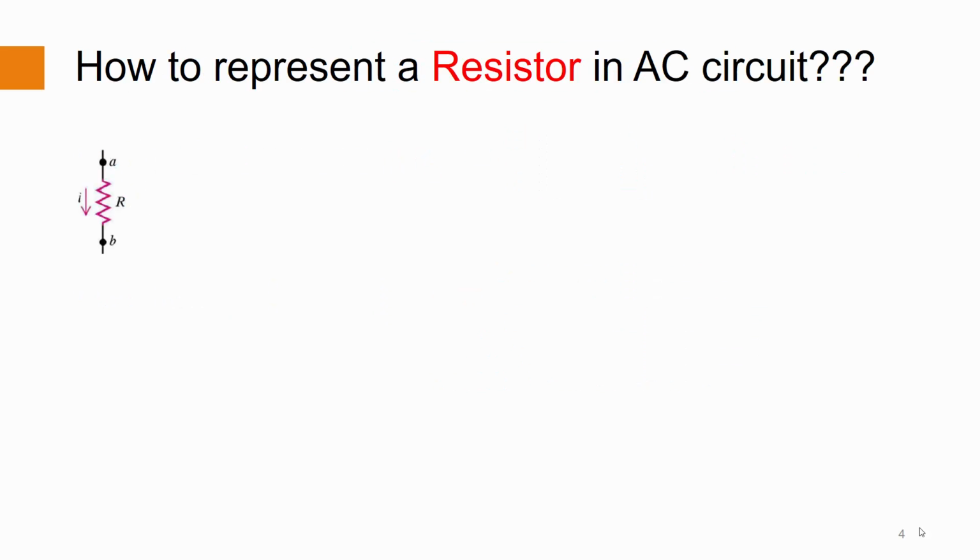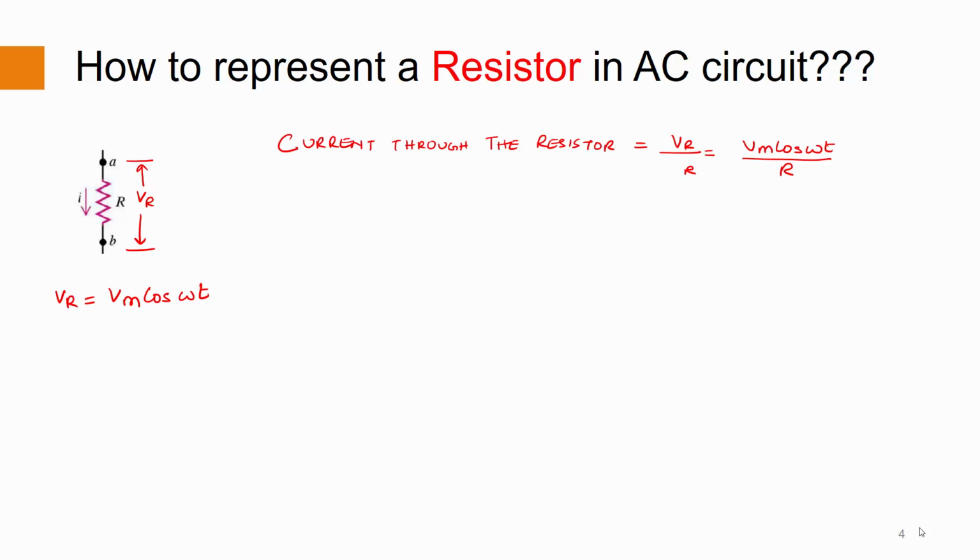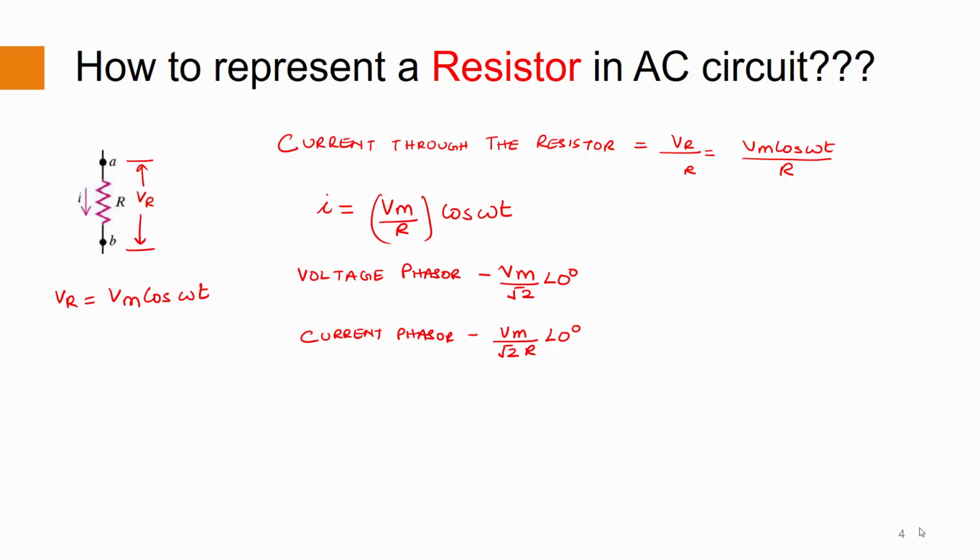Since we have defined impedance, let us see how a resistor is represented in an AC circuit. Consider a resistor with resistance R. A voltage VR equal to Vm cos omega t is applied across the resistance. The current through the resistor is derived as I of t is equal to VR of t divided by R, which is equal to Vm cos omega t divided by R. The current is Vm by R into cos omega t. The voltage phasor here is Vm by root 2 at an angle of 0 degrees, while the current phasor is Vm by root 2 R at an angle of 0 degrees.